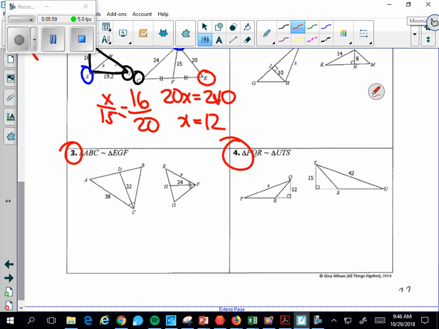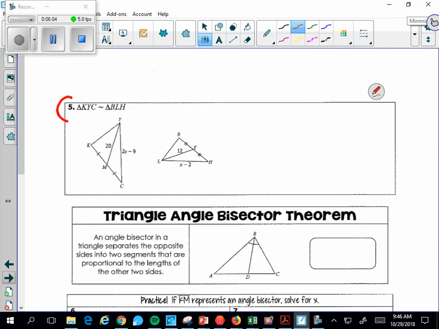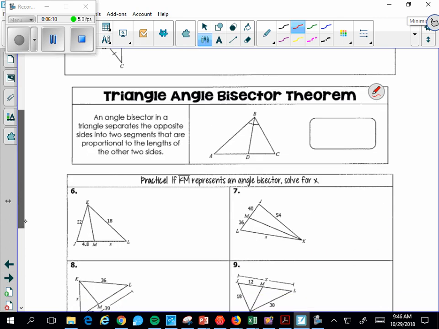And then once we're done with that, why don't you also try number 5 on the back. And once you're done with that, we'll move on.